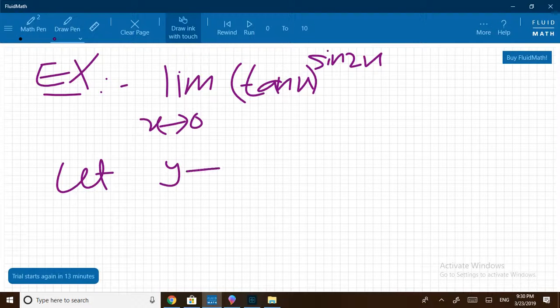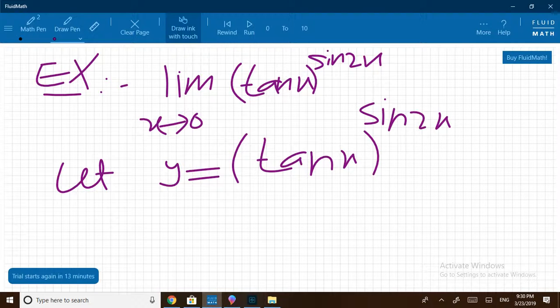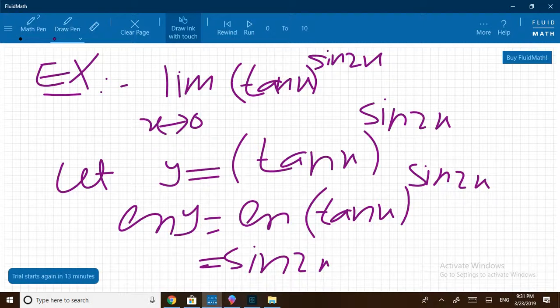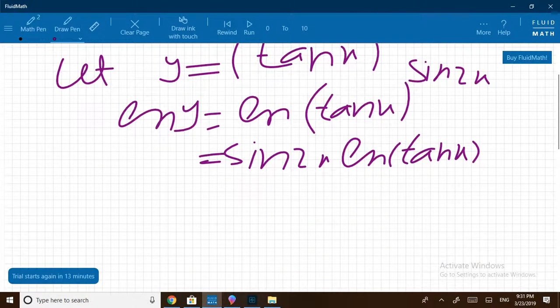Now let y be equal to (10x) raised to the power sin 2x, and take the natural log on both sides. By the property of log, we can write the power sin 2x before the log: natural log of y is equal to sin 2x times natural log of 10x.